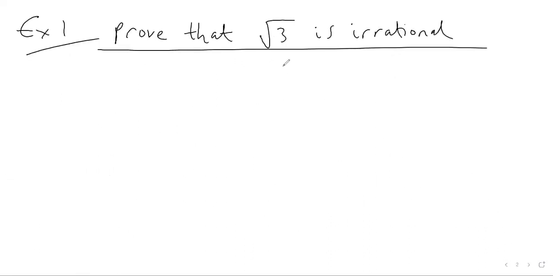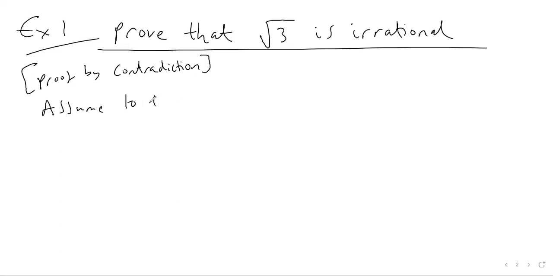So going back to the question, we want to prove that root 3 is an irrational number. So how would we prove root 3 is irrational? It's a proof by contradiction example. So let's just make a note that this is proof by contradiction. So we're going to assume to the contrary that root 3 is actually rational. So we're going to assume that root 3 is a rational number.